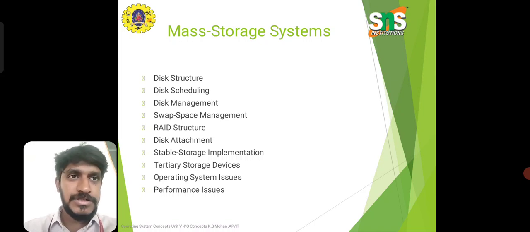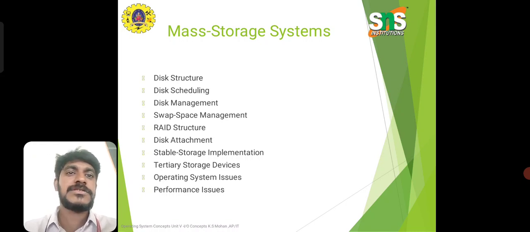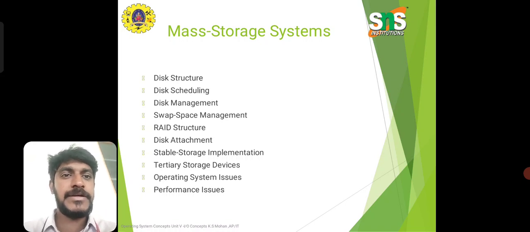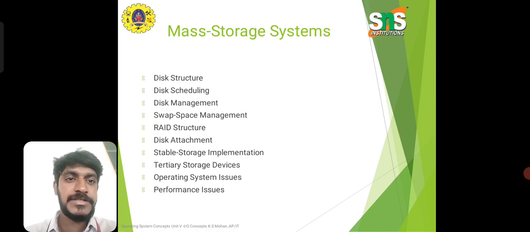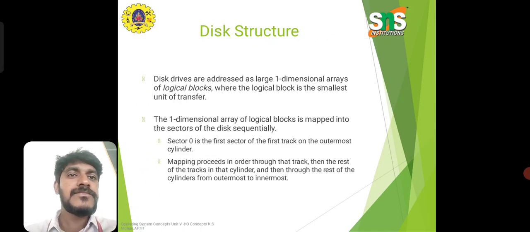So in the mass storage system we have the disk structure. In this topic we are going to discuss disk scheduling, disk management, swap space management, RAID structure, disk attachment, stable storage implementation, then tertiary storage devices, the operating system issues and performance issues. So in mass storage systems we have this disk storage structure.